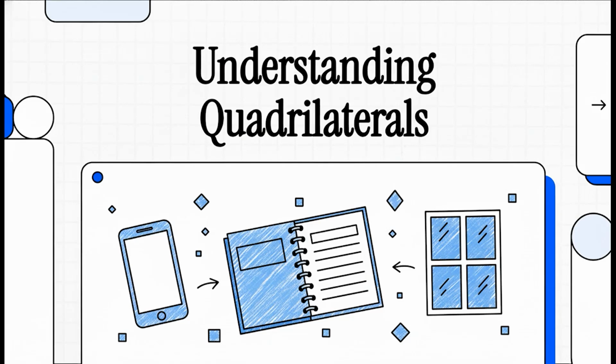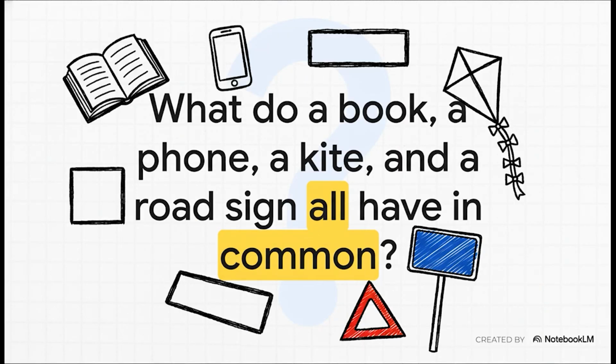Today we're going to dive into a shape that's pretty much hiding in plain sight everywhere you look. I'm talking about the quadrilateral. From the phone in your hand to the windows in your room, these four-sided shapes are basically the building blocks of our world. So let's get into it.